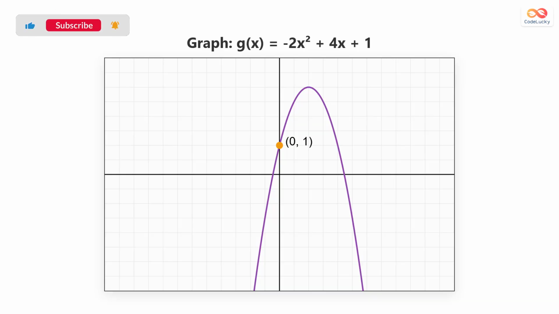Let's verify that with the graph. Here is the downward opening parabola for our function. Look closely at the y-axis. As predicted, the graph intersects the axis exactly at positive 1. The shortcut works every time for standard form equations.